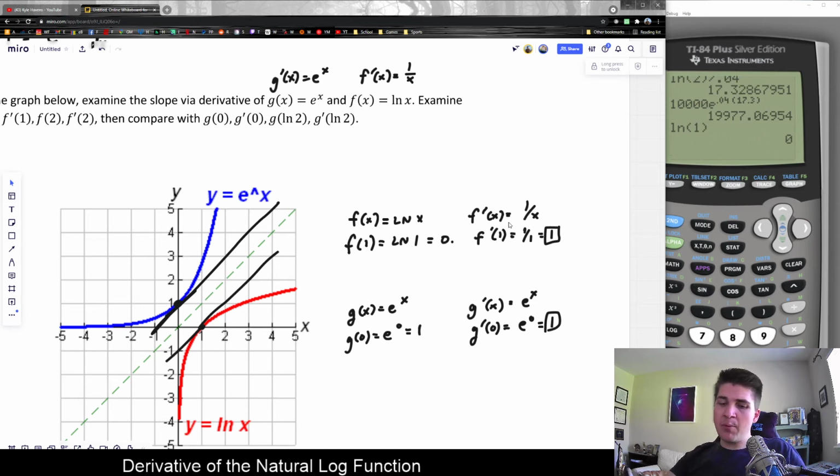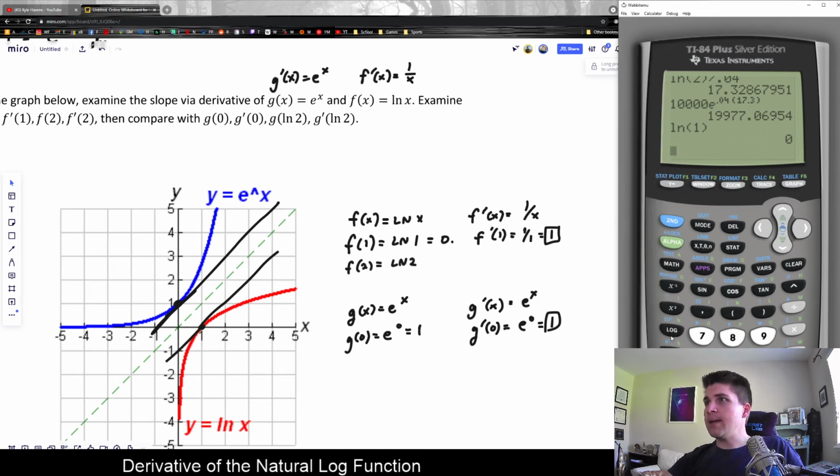Or say, for example, we wanted to know, well, what about at f of 2? What's going on over there? That would be the ln of 2, which is related to doubling time, but it comes out to be approximately 0.69. And if we wanted to know, well, what is the slope there, we can use the reciprocal function. f prime of 2 would be 1/2.